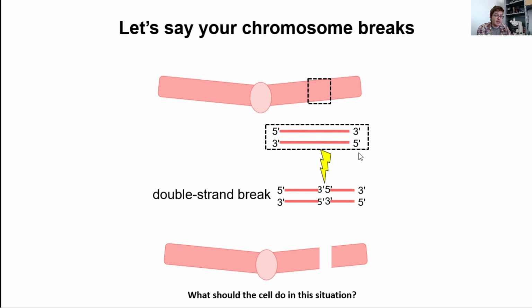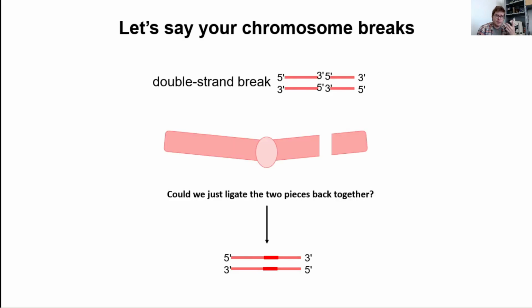And so if you're the cell and this has happened to you, what do you do to repair this damage? And so the first thought that probably comes to mind is, well, why don't I just ligate the two pieces back together? You learned about DNA ligase activity. As long as we can connect this 3' end to this 5' end and this 5' end to this 3' end, then we should just be able to stitch these two pieces back together and done.